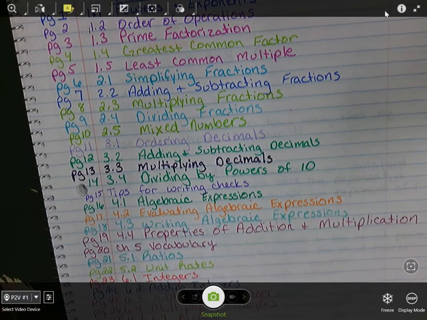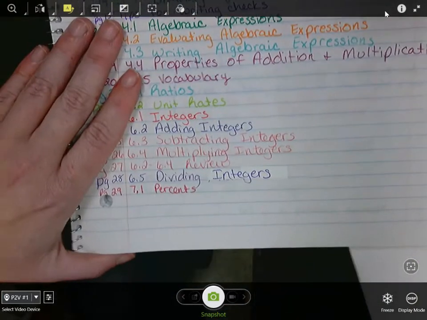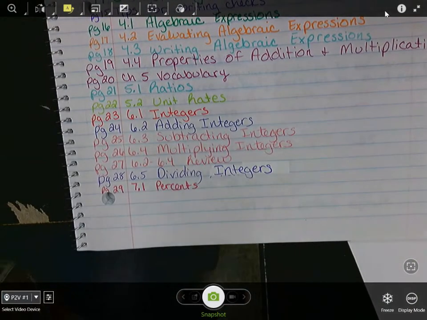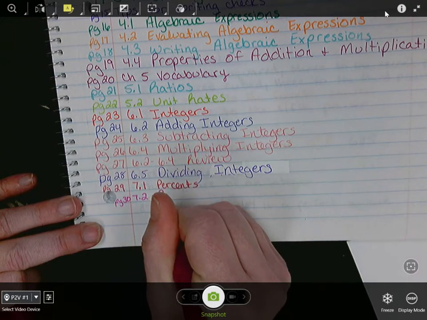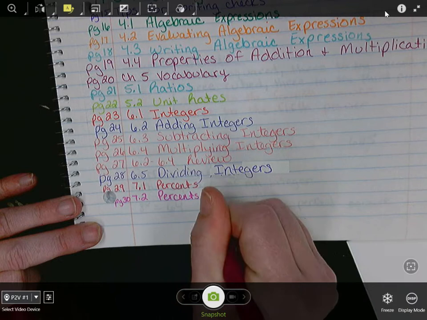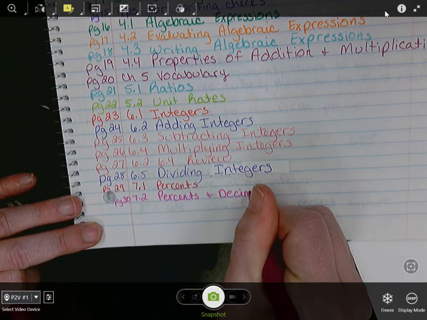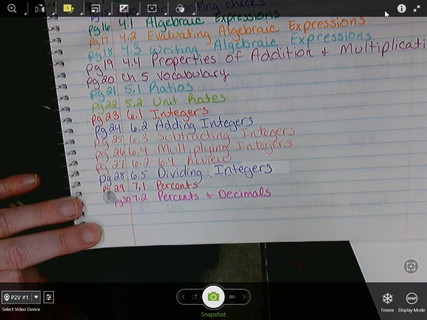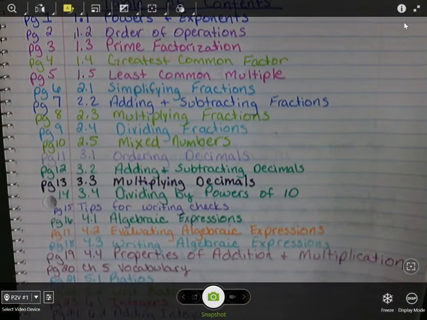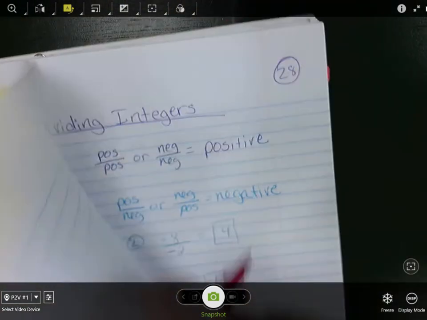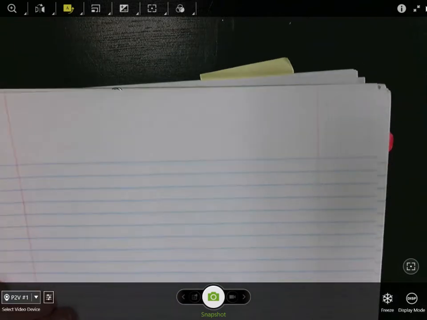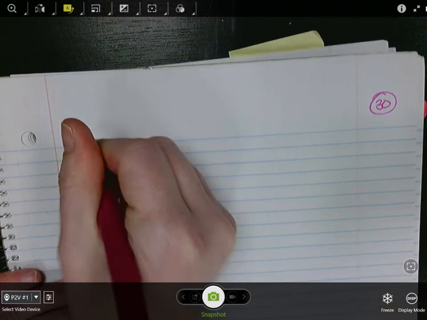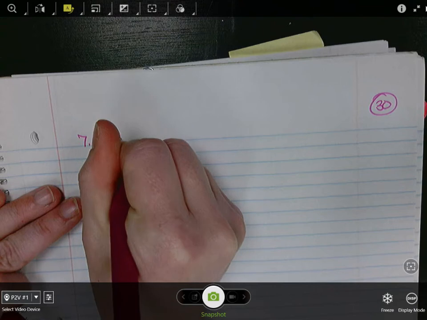Guys, before we were discussing percents and fractions. Today we're going to do percents and decimals. So page 30, 7.2, percents and decimals. Okay, all right, so turn to page 30 in your book. Always good to start a fresh page and title it 7.2 percents and decimals.